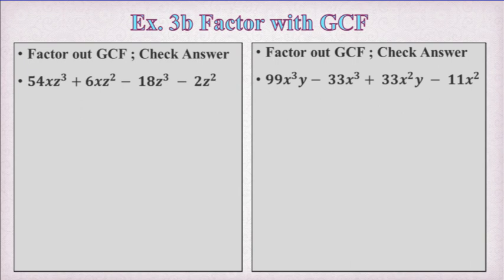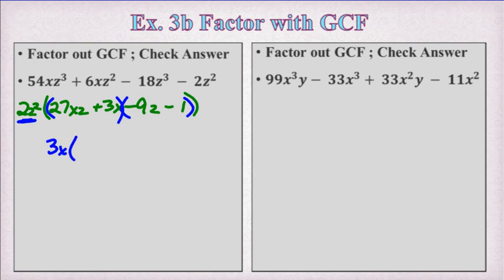Next, I can factor out a 2z squared. That leaves me with 27xz plus 3x minus 9z minus 1. And now I can simplify. I'm going to keep this for my answer. I'm going to group these first two terms and these last two terms. And I can factor out a 3x. That leaves me with 9z plus 1. And over here, I can factor out a negative 1. That leaves me with a 9z plus 1.